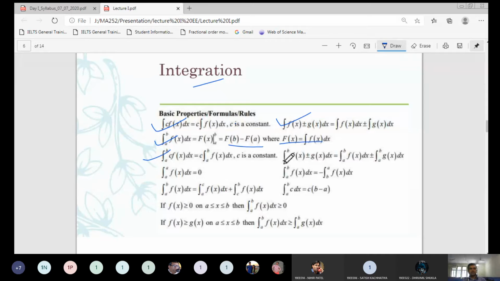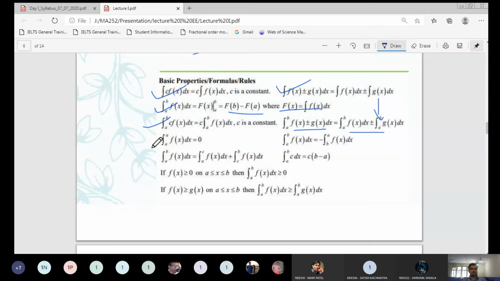Then integration from a to b of f of x plus or minus g of x dx is the same as this one, only the limits are there. This one is a well-known formula: integration from a to a is nothing, so the integration will be 0. And integration from a to b of f of x dx, if you change the limits of the integration, then the sign will change, with minus.